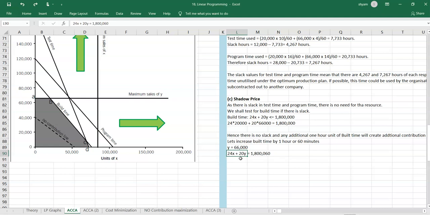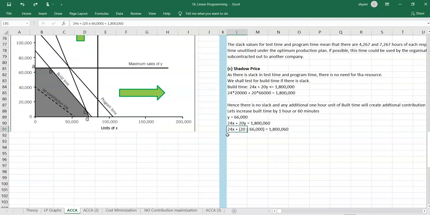So 24x plus 20y equals 1.8 million and 60. When you solve this, you will get a new x and y. So we substitute here. What we are doing is recomputing the optimum point. Let's see what happens when we recompute it.